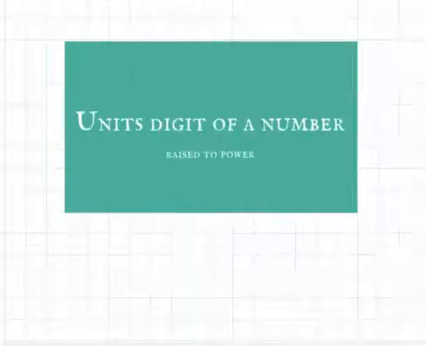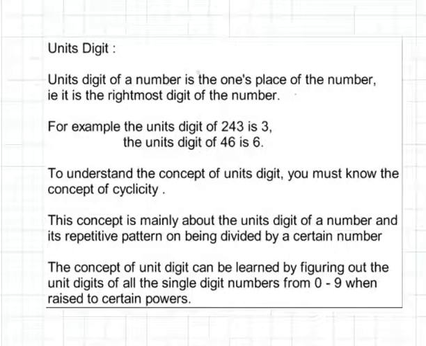When you say units digit, what do you mean by that? It's the last digit, that is the rightmost digit. In 243, the 3 is the units digit. Or in 46, 6 is the units digit. So this seems to be very simple.